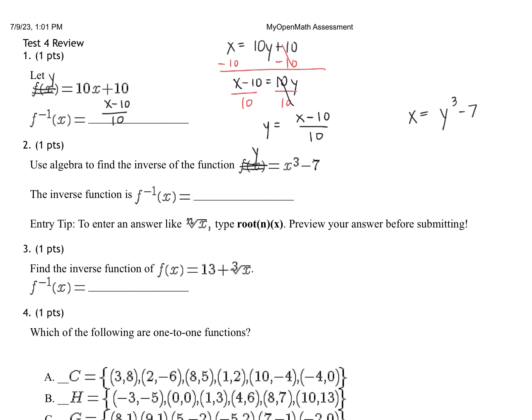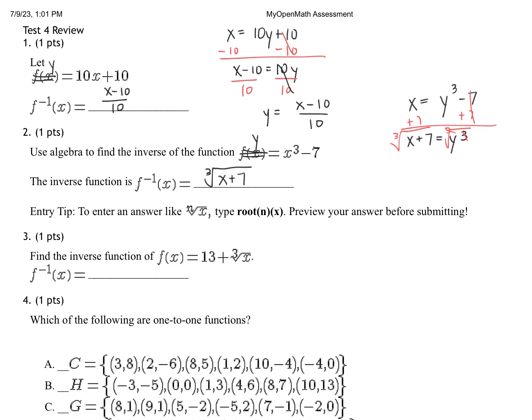We would add 7 to both sides. So we would get x plus 7 equals y cubed. We would take the cube root of both sides to get the y by itself. So the answer to this one would be the cube root of x plus 7. All right, we're going to skip number 3.